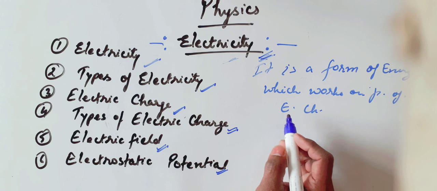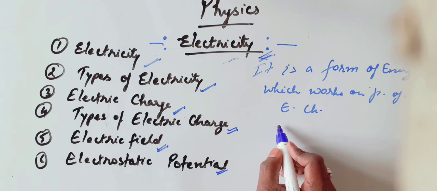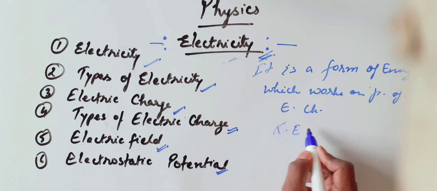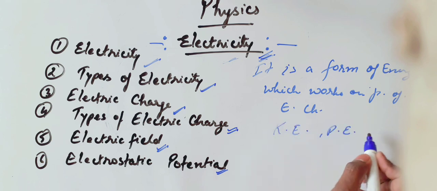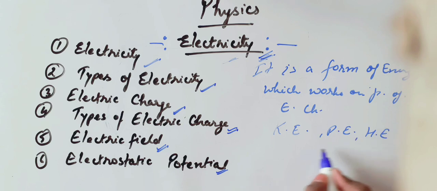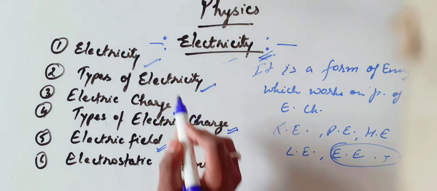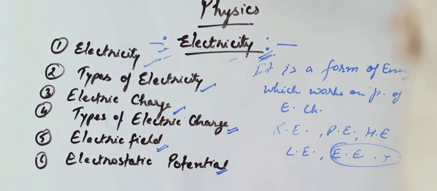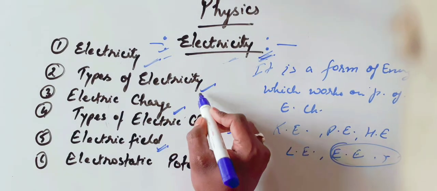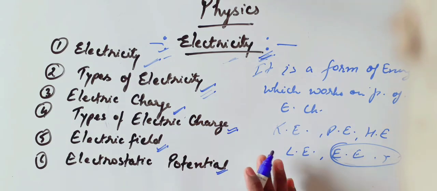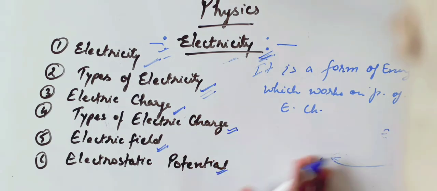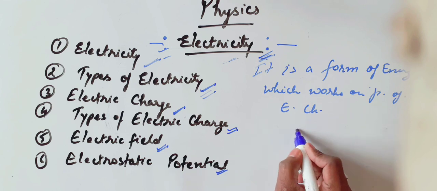So guys, you have heard in class 9th there are many forms of energy, such as kinetic energy, potential energy, heat energy, light energy, electrical energy, and so on. So this electrical energy is going to be discussed in this chapter, electricity. So how many types of electricity? There are two types of electricity.